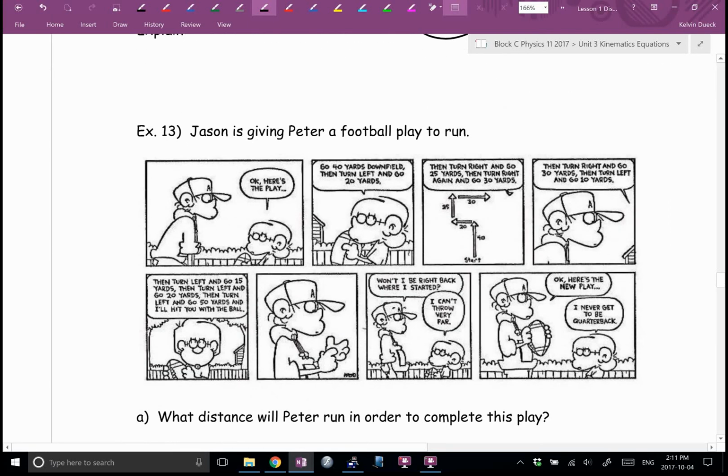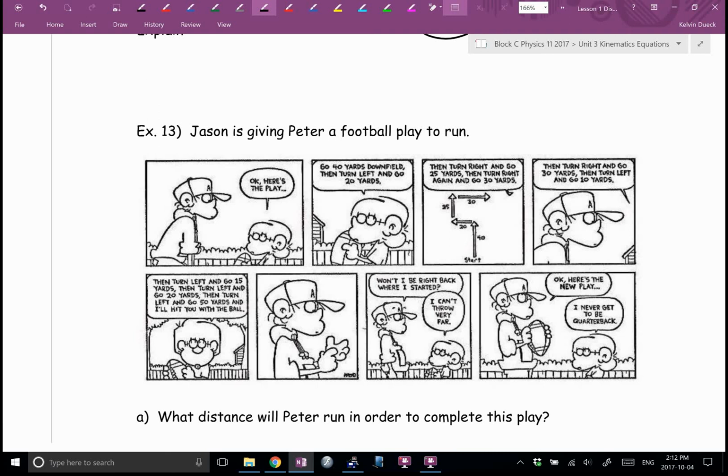This comic is from the comic strip called Foxtrot. I love Foxtrot. The author, Bill Amend, actually has a physics degree. When he was in university, he was doodling all the time in his books, and some of his friends said, these are funny, you should publish them. So he makes a living writing the comic strip Foxtrot.